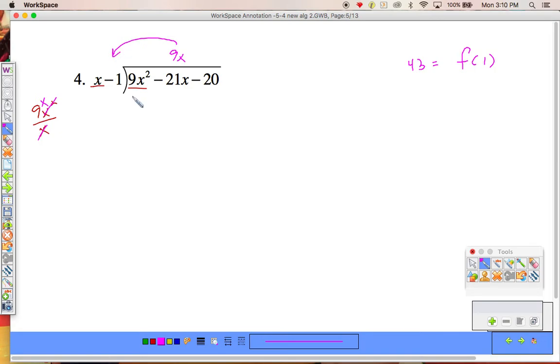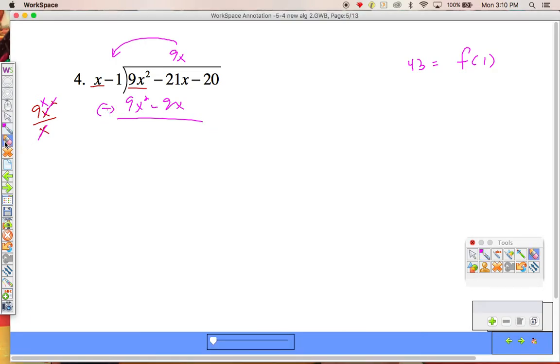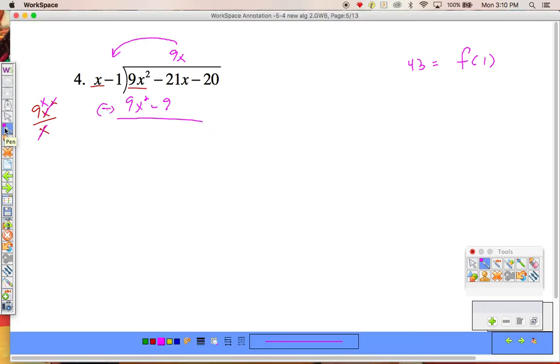I'm going to distribute into both of these. And subtract. When you do your subtraction, if this first term doesn't cancel, you did something wrong. All right, so I'm going to change it up, though. I don't want to subtract. I'm going to add the opposite. Subtracting and adding the opposite is the same. 9x squared plus a negative 9x squared is 0, which is good. Negative 21x plus 9x is negative 12x. Bring down your minus 20.